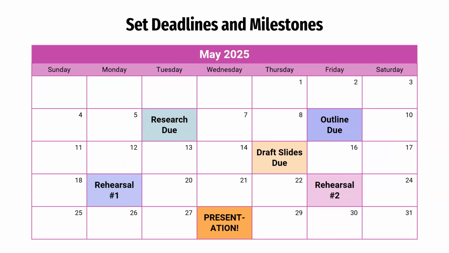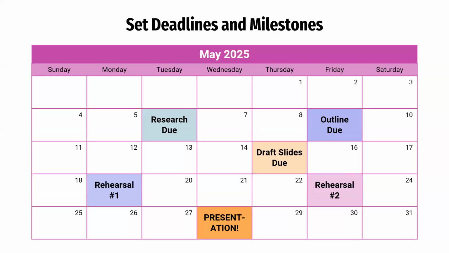Once you've broken your presentation or your project into parts, it's time to schedule your work using deadlines and milestones. A clear timeline keeps everything on track and makes sure that you hit the due date without last-minute stress. To do this, start by working backwards from your final deadline or the day of your presentation. Then map out key milestones like when research should be completed, when slides and visuals should be finalized, when scripts need to be done, and when rehearsals will happen, especially if you're working in a group.